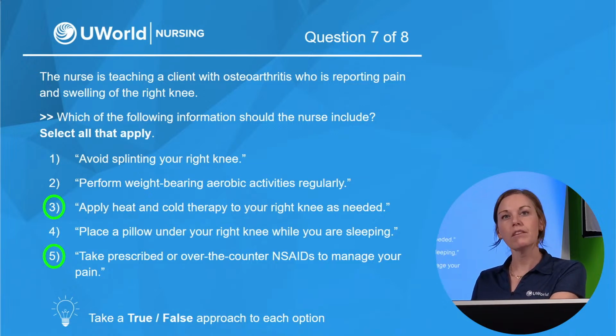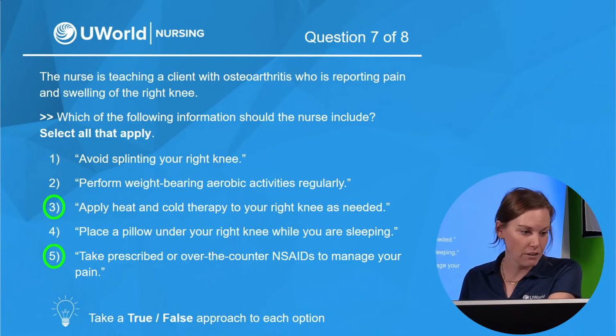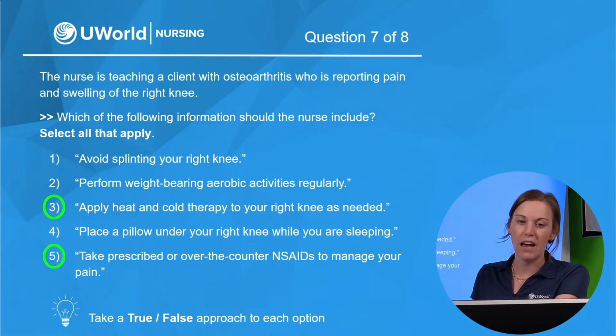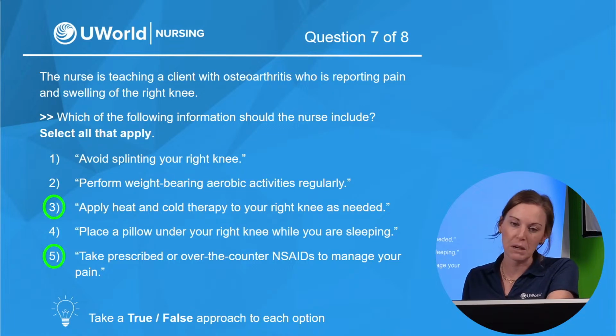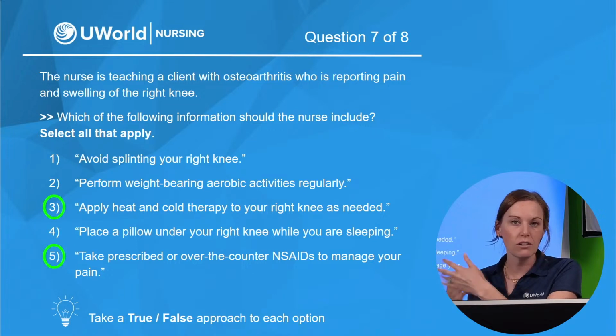Okay, so our correct answers are 3 and 5. You guys did great on that one. I saw a lot of 3 and 5s. So again, it was just kind of a general plan of care for our client, making sure they're understanding what's appropriate. Osteoarthritis is a condition of our joints, our synovial joints.